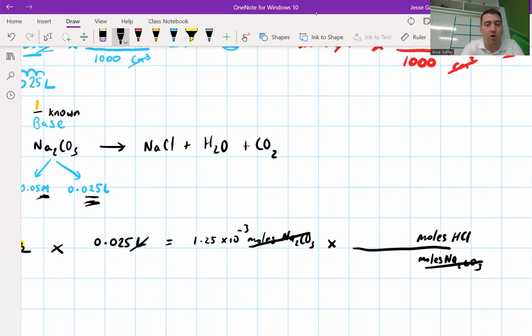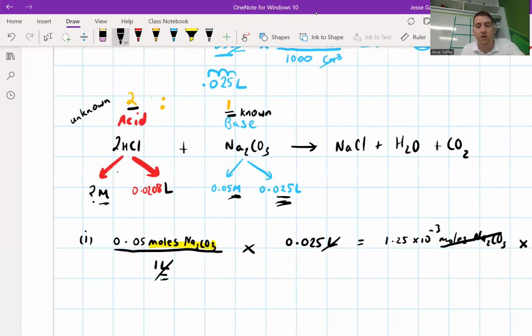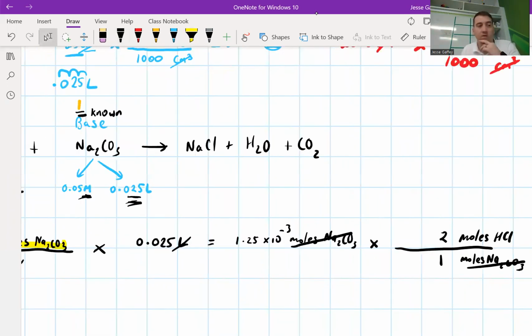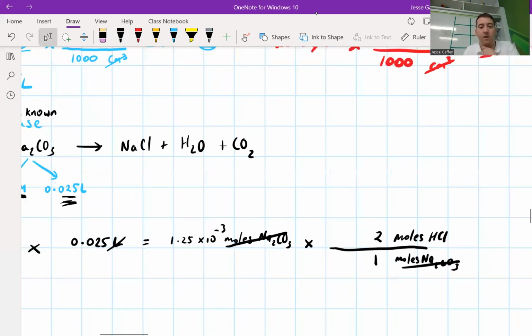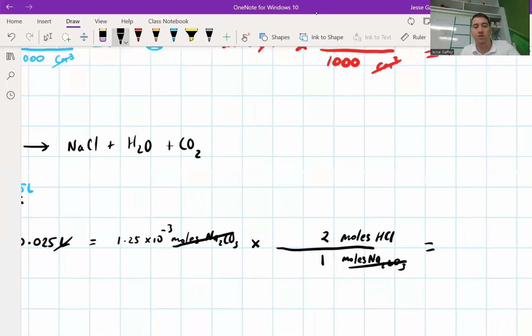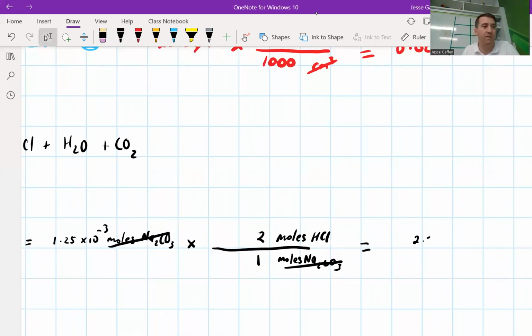Okay, and I'm going to go back to my equation again. Remember, it's 2 moles of HCl for every 1 mole of Na2CO3. So stick that in your calculator. Pause the video and do that calculation now. Right, what you should have got here, hopefully, is 2.5 by 10 to the minus 3 moles of HCl.